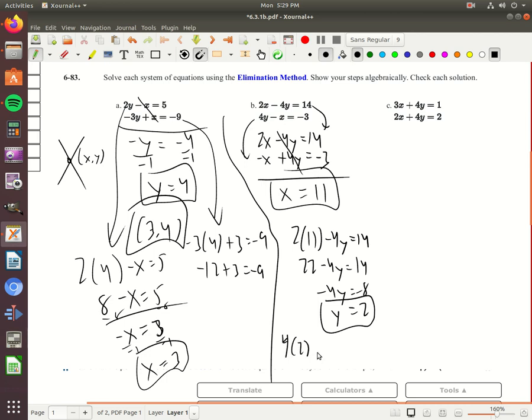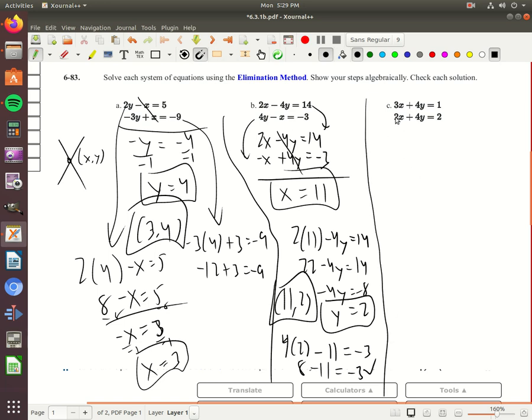4 times 2 minus 11 equals negative 3. So 8 minus 11 equals negative 3, which is true. So my ordered pair would be 11, 2. That solves this. Again, 11, 2 for both the x and the y. And finally, the last one, you can see nothing eliminates, but we've already talked about this. What if I multiply the top by negative 1? I'll put that in parentheses.